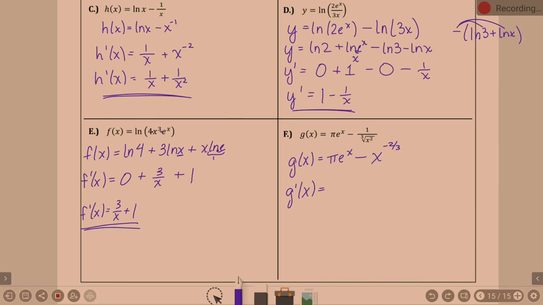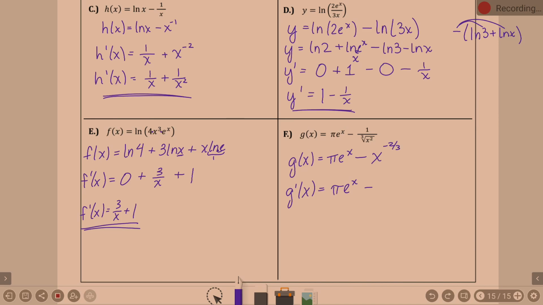They wait till the very last example to throw in e to the x in this sense. What's the derivative of pi e to the x? It doesn't change. Because what's the derivative of e to the x? e to the x. And pi is just a number, right? So you just multiply it back in and it's still there.